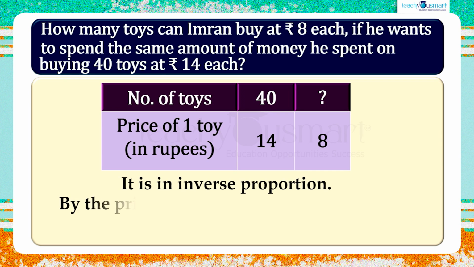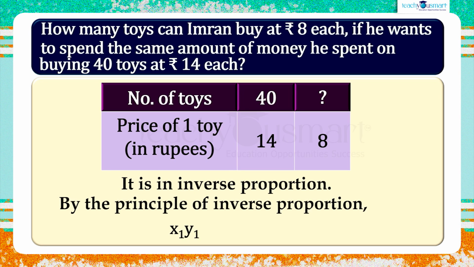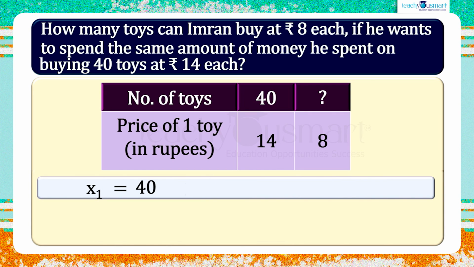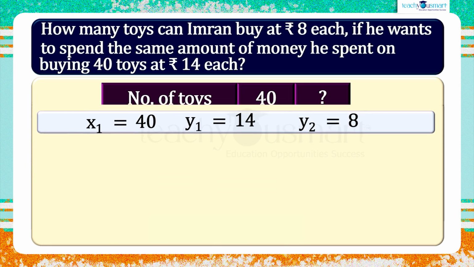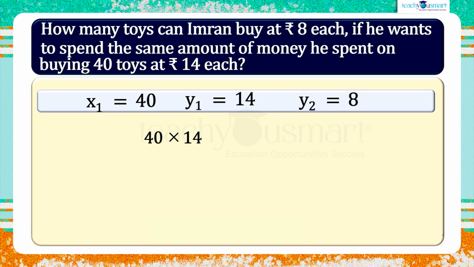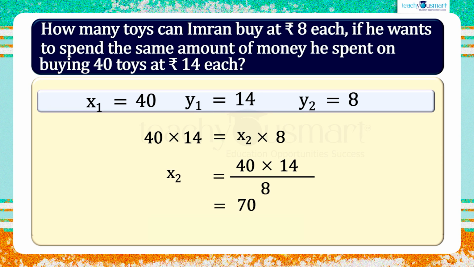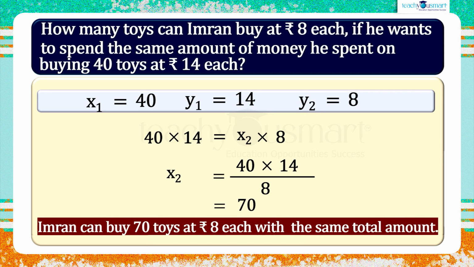Then, by the principle of inverse proportion, x1 y1 equals x2 y2. Here, x1 equals 40, y1 equals 14, and y2 equals 8. Then, 40 multiplied by 14 equals x2 multiplied by 8. That is, x2 equals 40 multiplied by 14 whole divided by 8 equals 70. Imran can buy 70 toys at 8 rupees each with the same total amount.